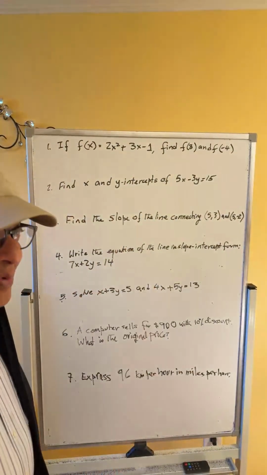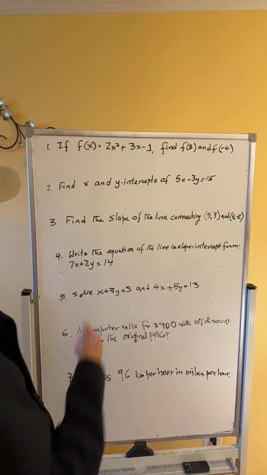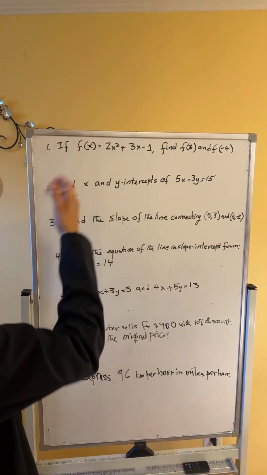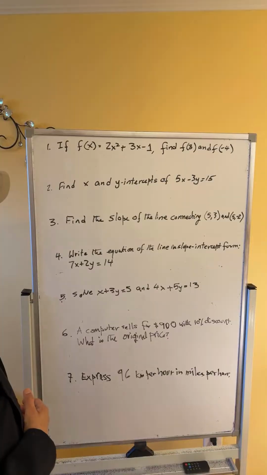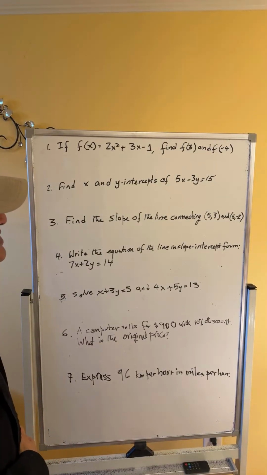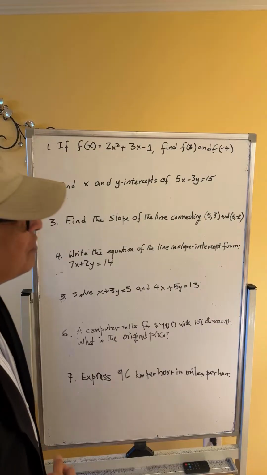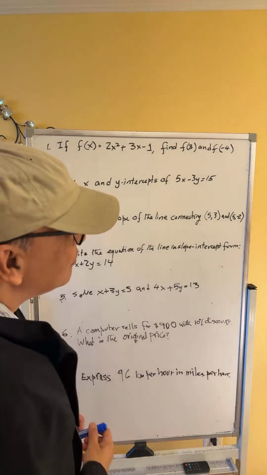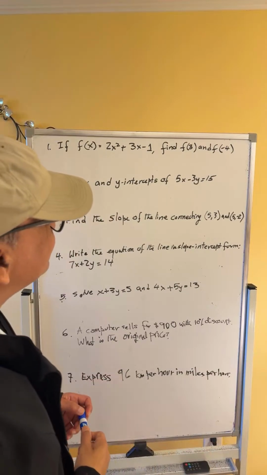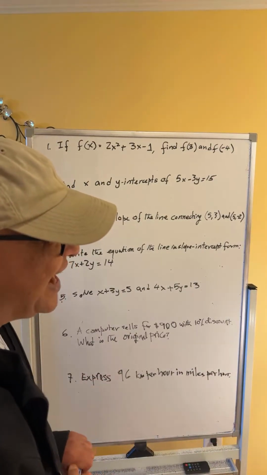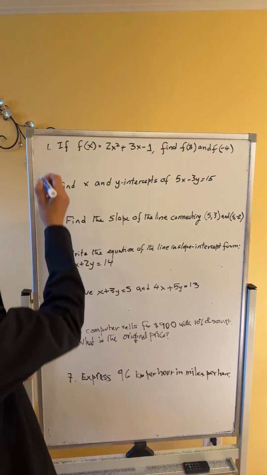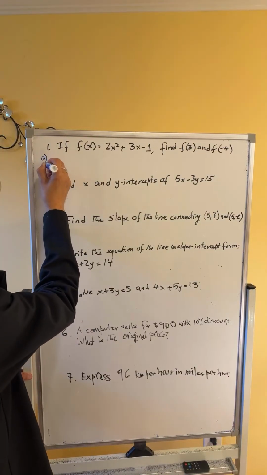Today there are several problems that we want to solve. Simple algebra problem says the first one is the function f of x equal to 2x squared plus 3x minus 1. Find f of 3, the value of the function at x equal to 3, and the value of the function at x equal to minus 4. So let's do part A first.